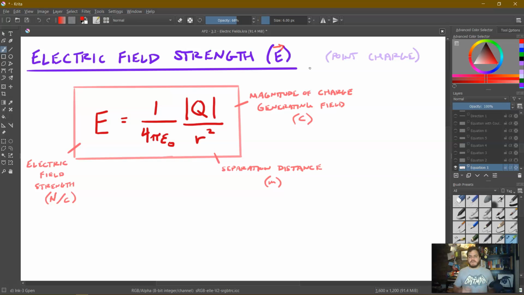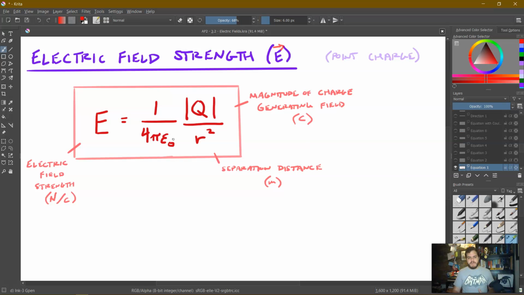But this is the electric field strength specifically for a point charge, so we just mean for a circular, spherical piece of charge, no crazy shapes. So the electric field strength in newtons per coulomb, so gravitational field strength, newtons per kilogram, electric field strength, newtons per coulomb, is equal to 1 over 4 pi epsilon naught, we're going to get there in a second, times the absolute value of Q, which is the magnitude of the charge generating that electric field in coulombs, over r squared, the separation distance in meters.